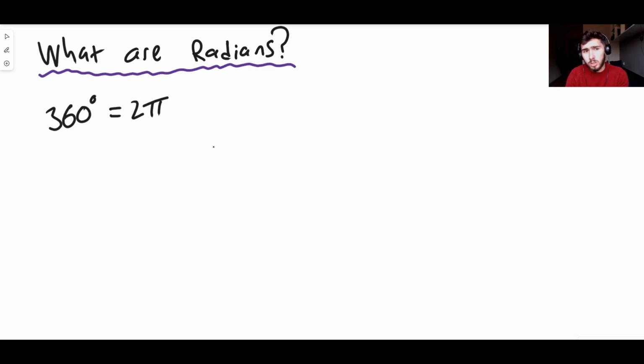So that's just a fact, right? There's 2 pi radians in a full circle. But what is a radian? Where does this thing come from? Why would we use them?